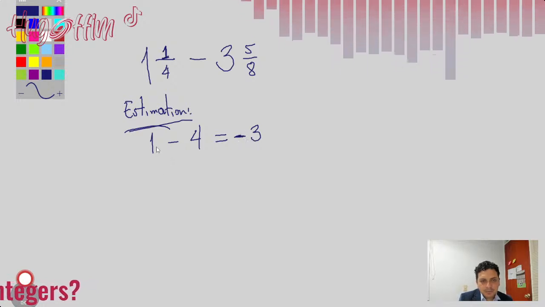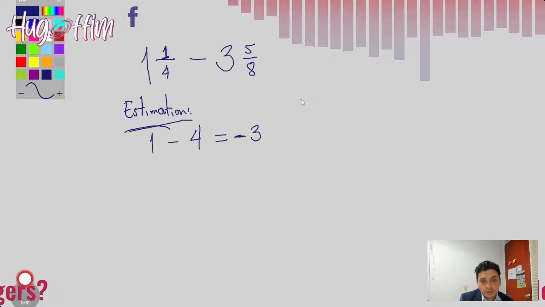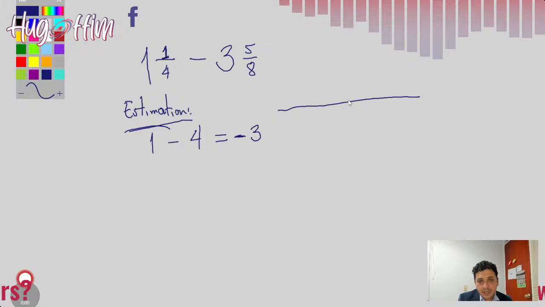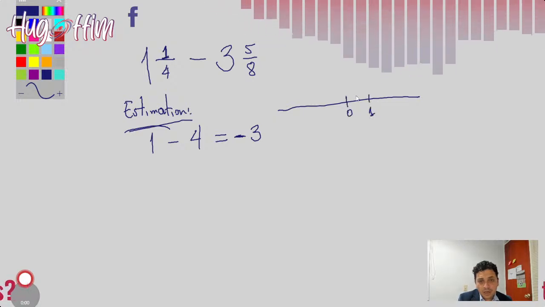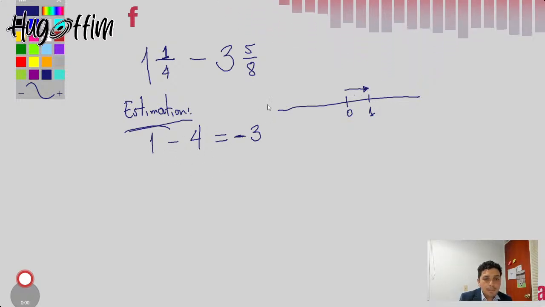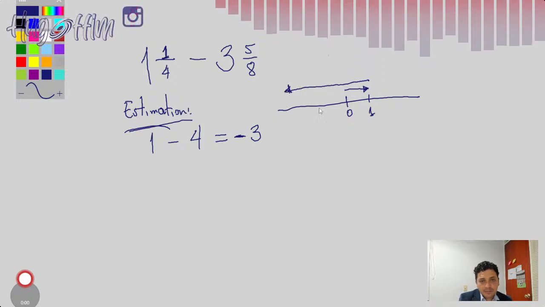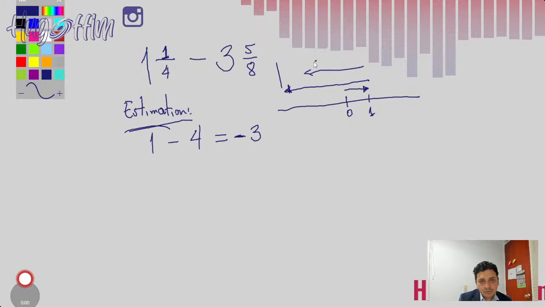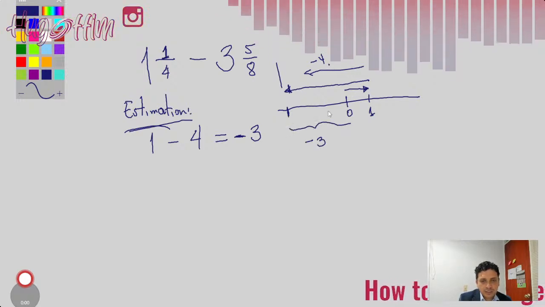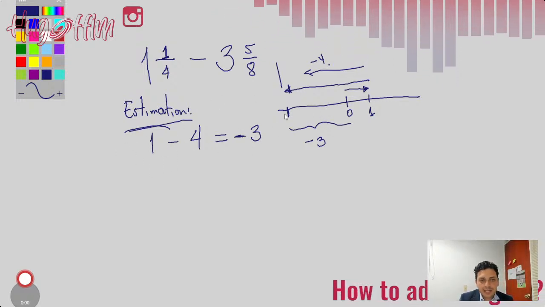Now remember that when you have two integers, in this case 1 minus 4, if you imagine this on a number line, we get 0 here, then we get 1, like you can draw an arrow, 1 positive, and now I'm going to draw -4. So it's going to be 4 units to the left. So this is -4. It means that the answer is here. Observe that you have to perform a subtraction, and the result is -3 because it goes from right to left.